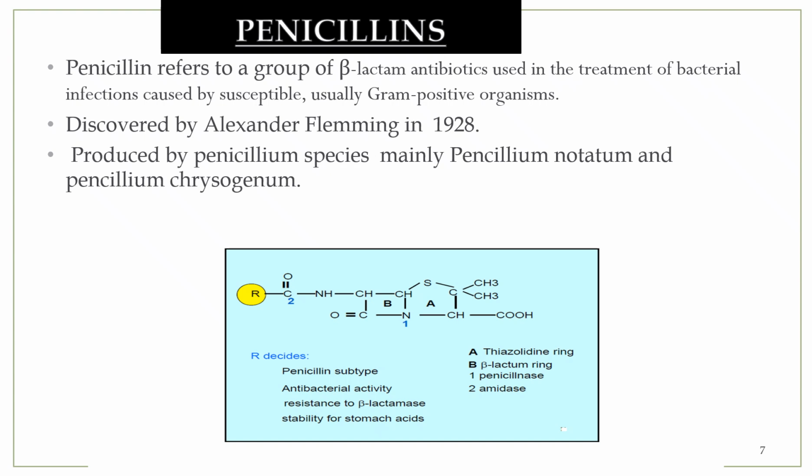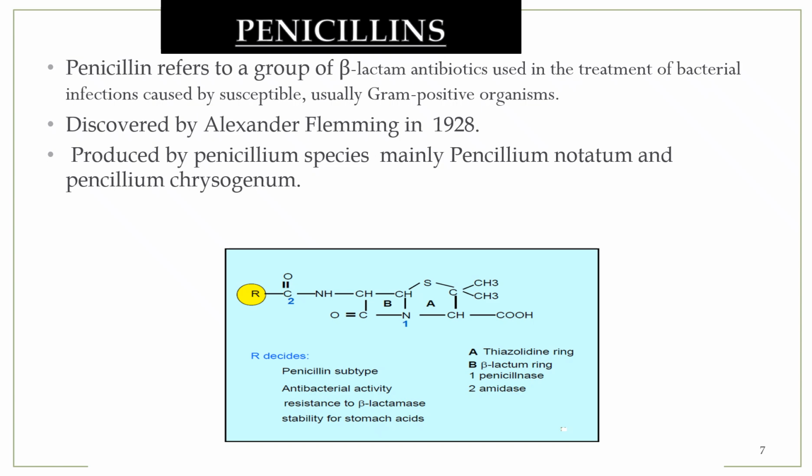The thiazolidine nucleus, which is represented by A. As you can see, the structure of thiazolidine contains one sulfur and one nitrogen, and it is fused to a beta-lactam nucleus, which is designated as the letter B. So the beta-lactam ring and thiazolidine nucleus fuse together to form the core structure of penicillins. And depending upon the R group, we have different types of penicillins.